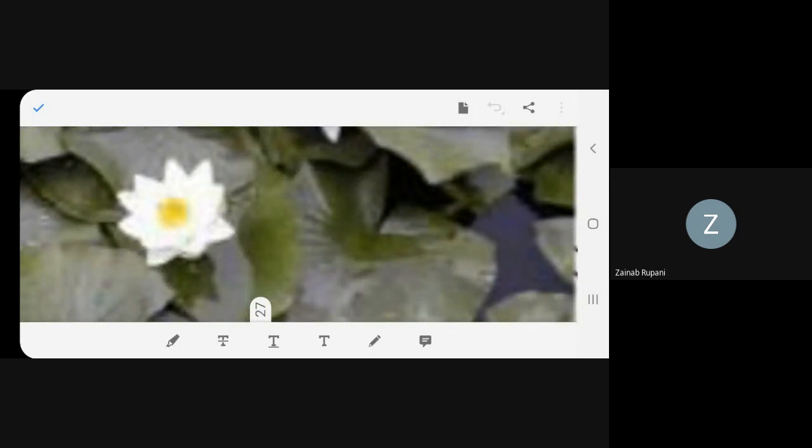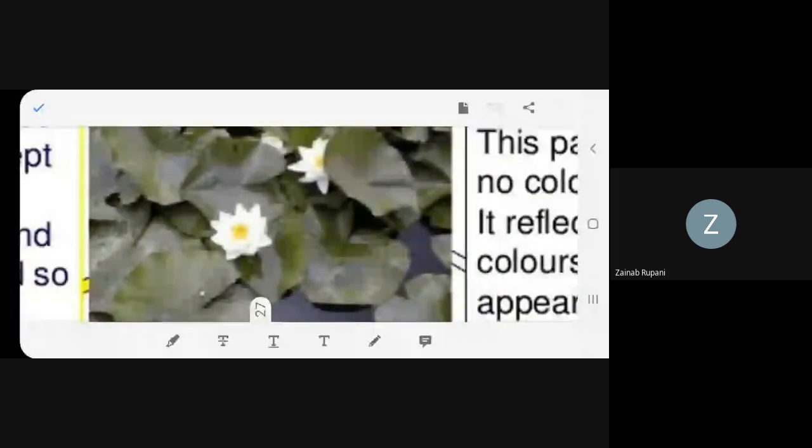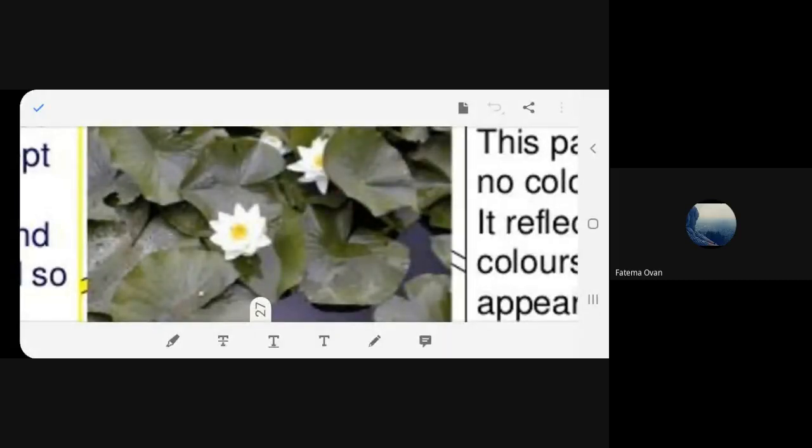Do you understand? Yes, ma'am. I told you it looked yellow and white, and it is looking white. So white means everything is getting reflected. All the colors are getting reflected. That is white. When all the colors are absorbed, it is black.